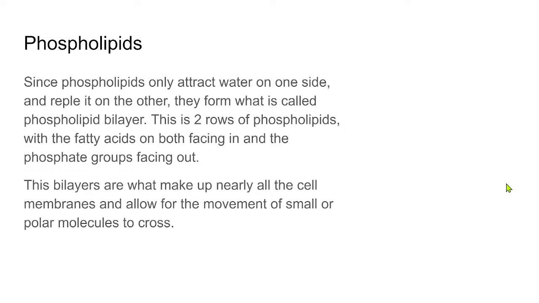Phospholipids, they only attract water on one side. You have 2 rows of phospholipids. I should probably add a diagram. That'll be done later. With fatty acids facing inwards, so they're in your middle bit, and then your phosphate heads facing outwards towards the water. This is so you can have water on both sides of the membrane while having this lipid layer in the middle. These create your bilayers, which make up the cell membranes and nearly all membranes found in biology.